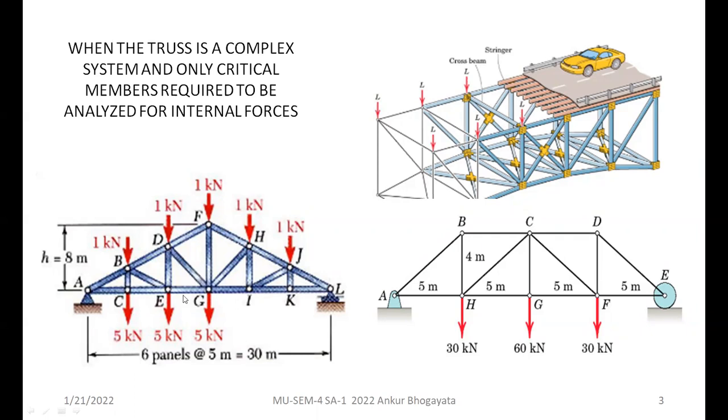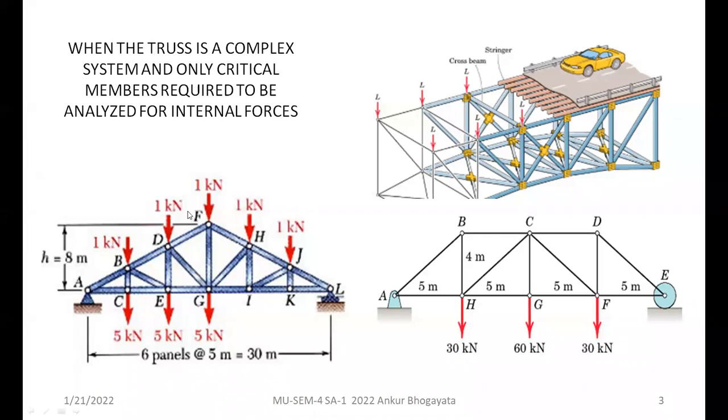So 1, 2, 3, 4, 5, and probably 6 joints are to be analyzed first of all to reach the desired member force. Now, in this method of section, these conditions are eliminated. How to do it, what to do, that I'm going to share with you.